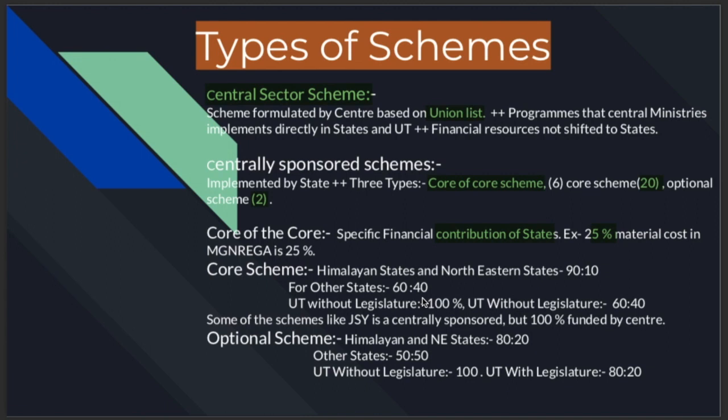In the core scheme, I am dividing it into three kinds of states. For example, for Himalayan states and the northeastern states, the center and state share is in the ratio of 90:10. With respect to the other states, it is in the ratio of 60:40. The third category is UT without legislature and UT with legislature. For UT without legislature, 100% of the expenditure is borne by the center, and for UT with legislature, the center and state distribute the funding in the ratio of 60:40.